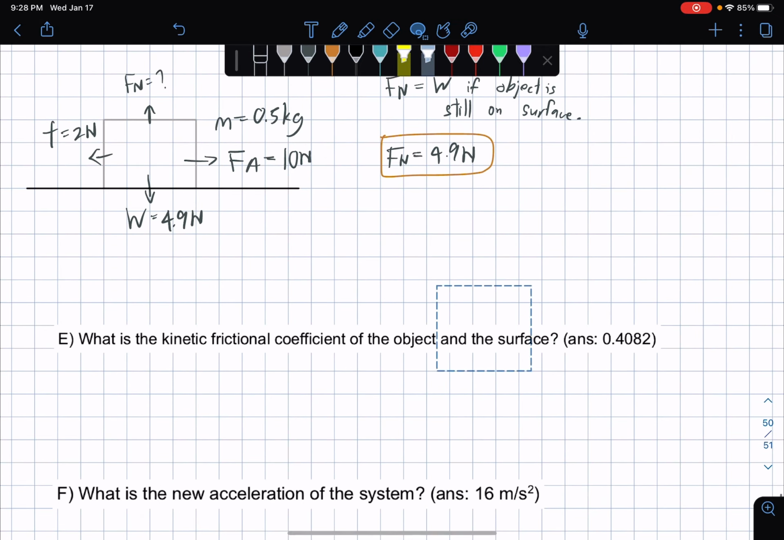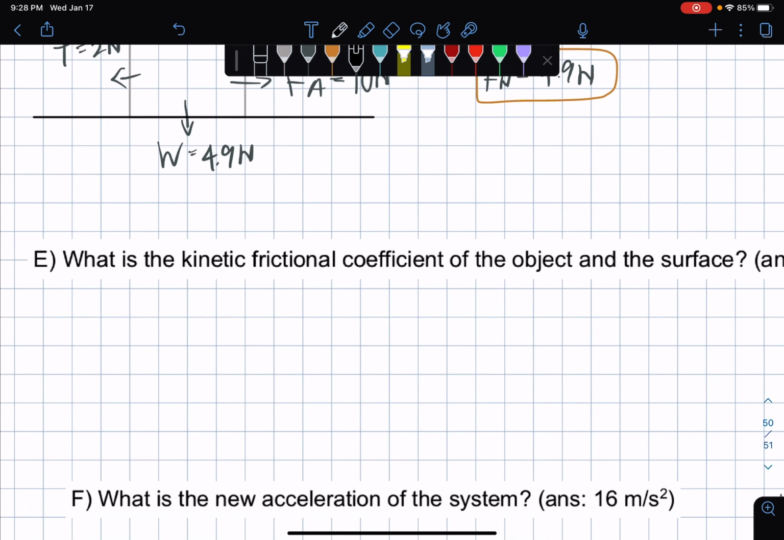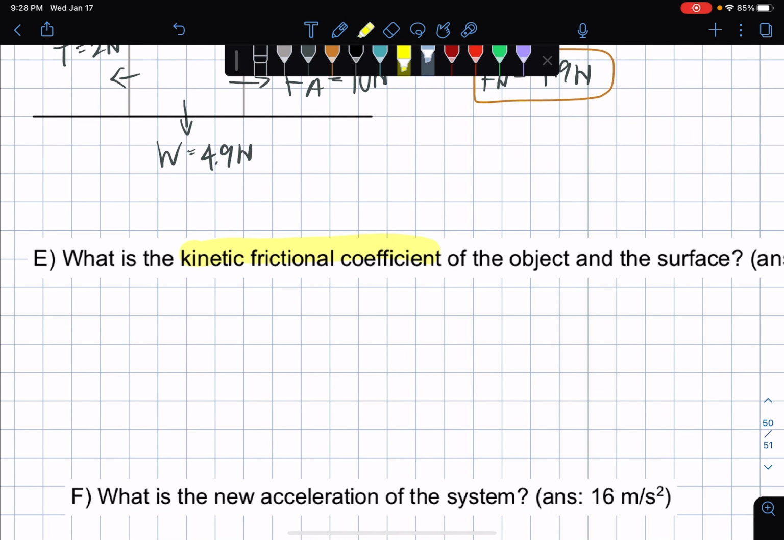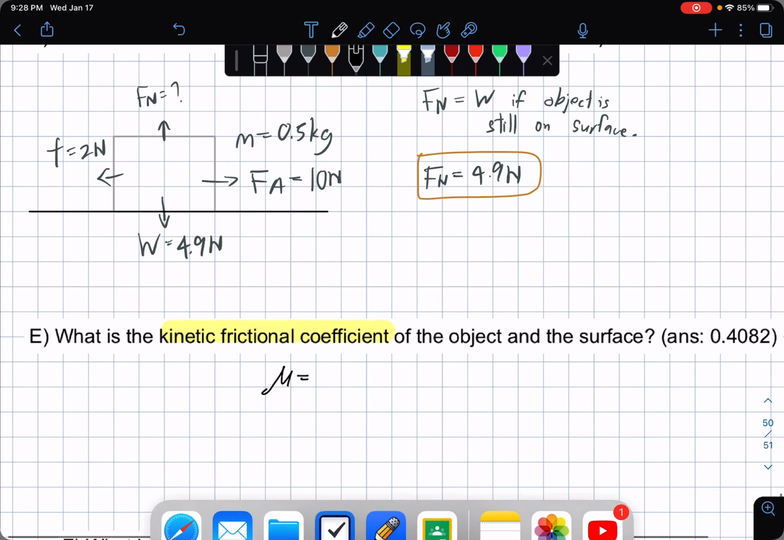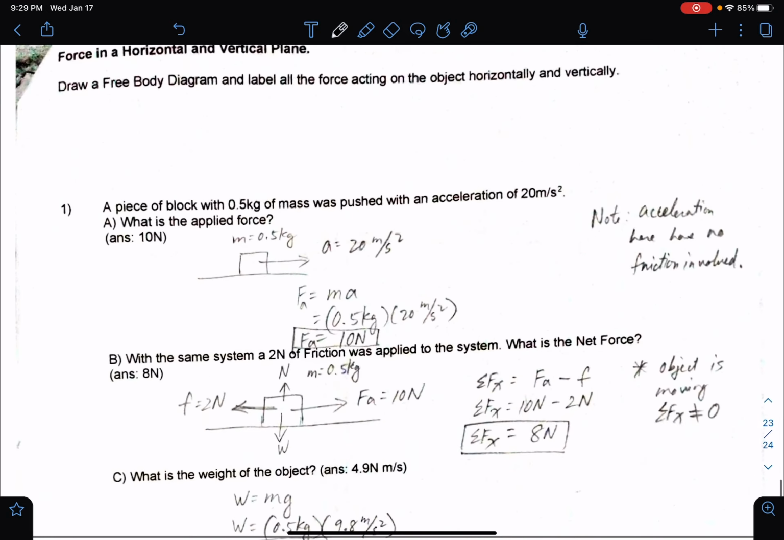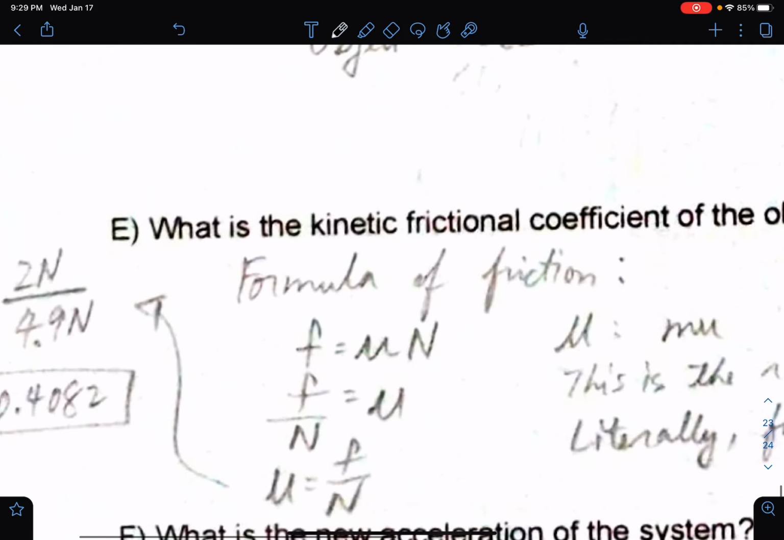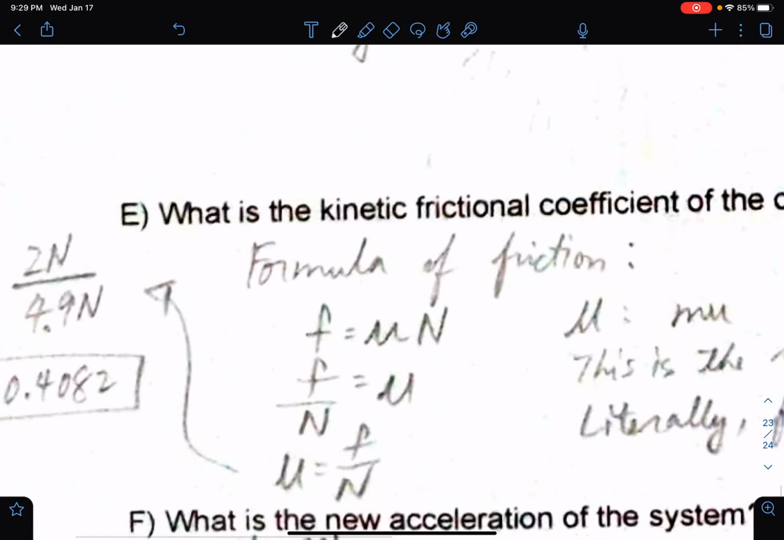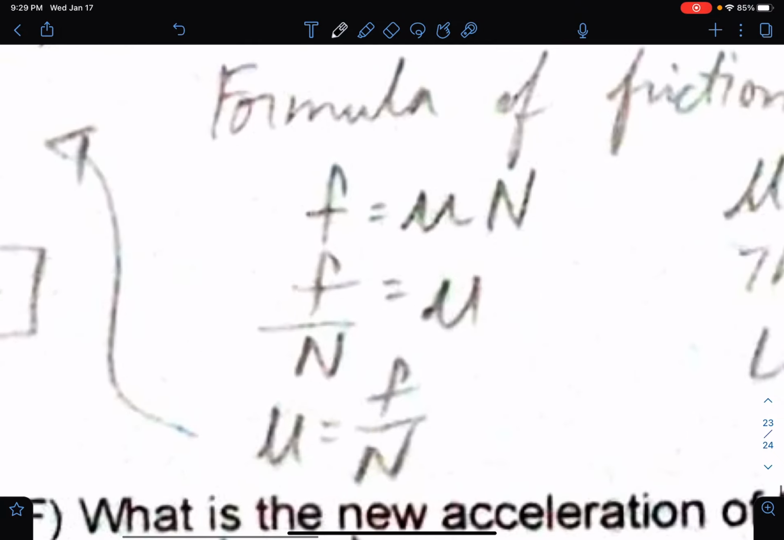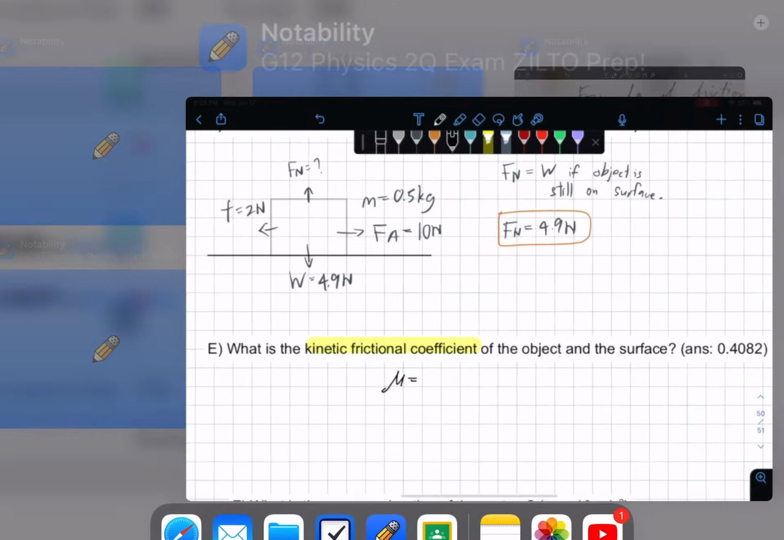Okay, how about for letter E? The kinetic frictional coefficient. Fancy term. I know it's abbreviated as mu. I'm just not sure what the two values are so that you could find it. I know you divide those two. So, the formula for friction. There, I knew it. We had to divide two things. We derived the formula from F is equal to mu N.